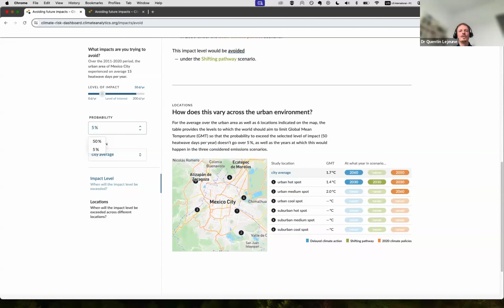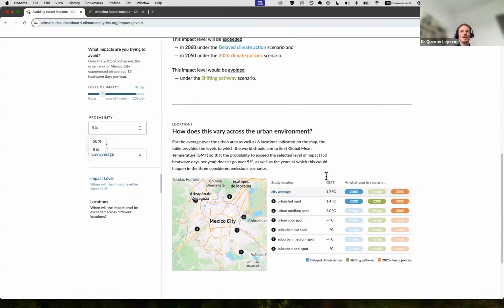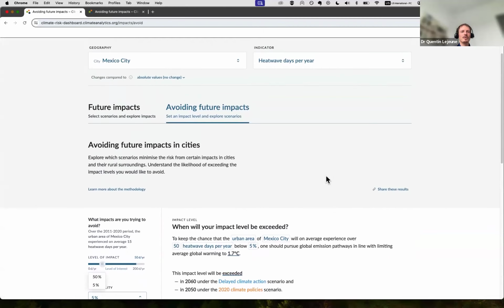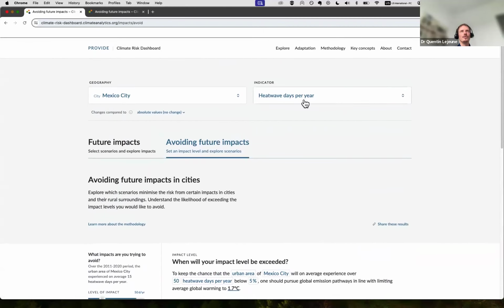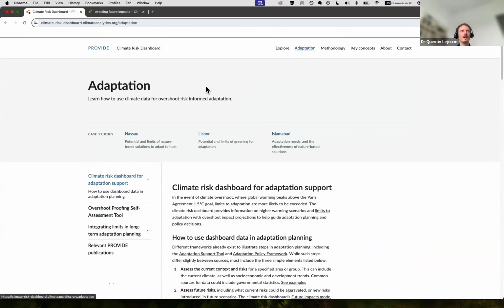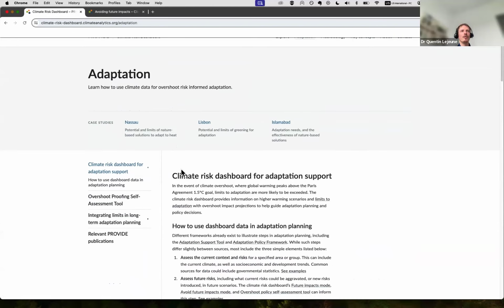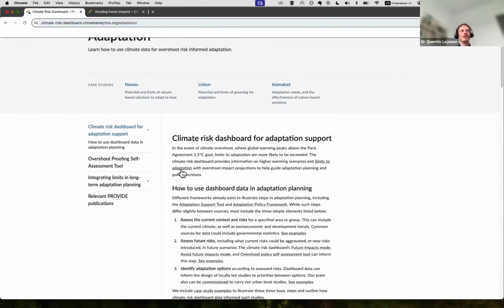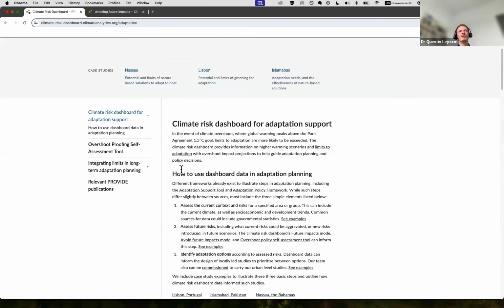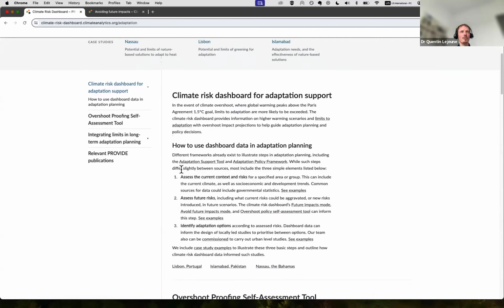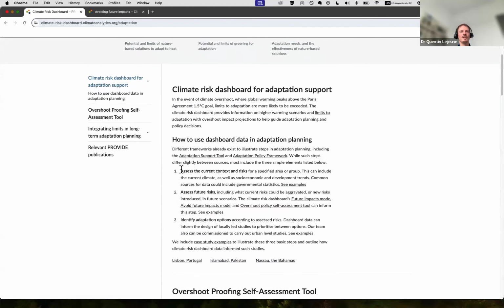Now what's new as well in the climate risk dashboard is that we don't only provide dry information on future climate impacts, but we also give guidance on how to use it for adaptation planning. And that's available in this adaptation module here. On the main page of this module, you will find general guidance on adaptation planning, reflecting PROVIDE research results, so information on how to use dashboard data in adaptation planning.